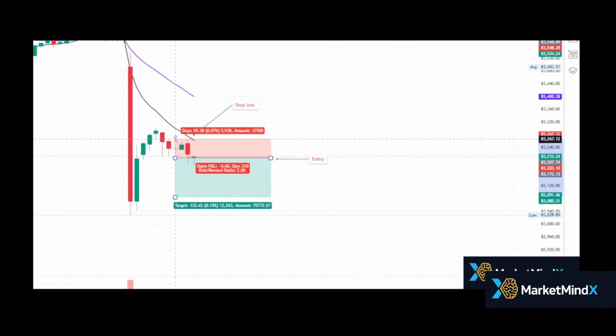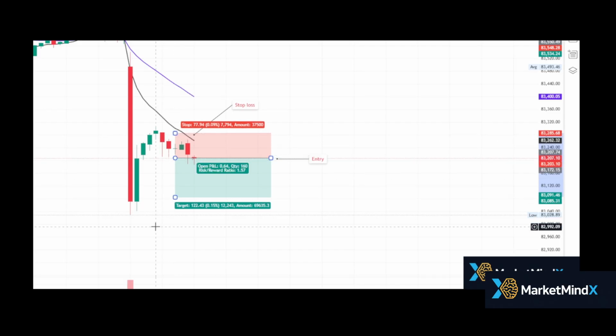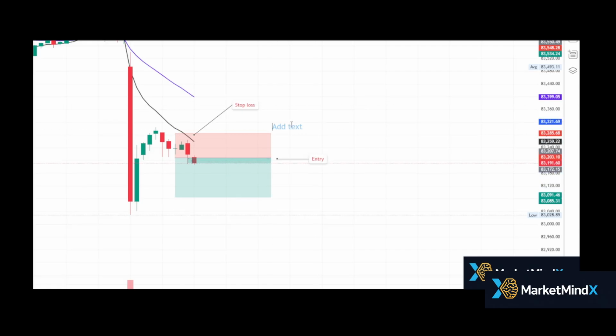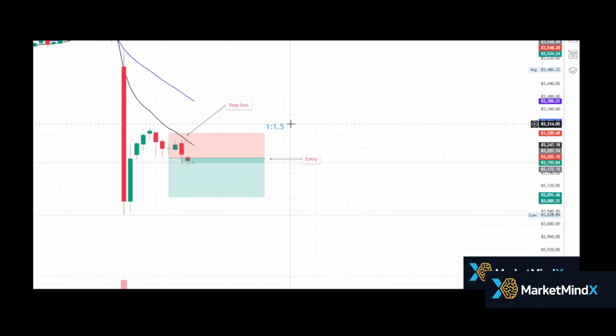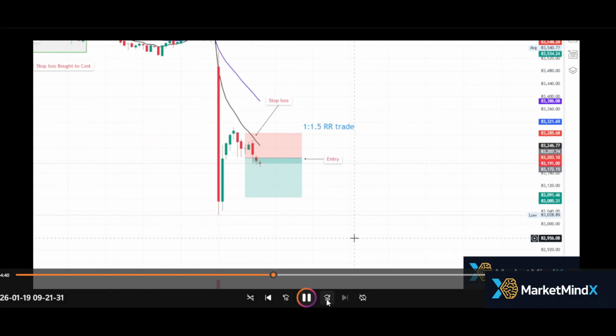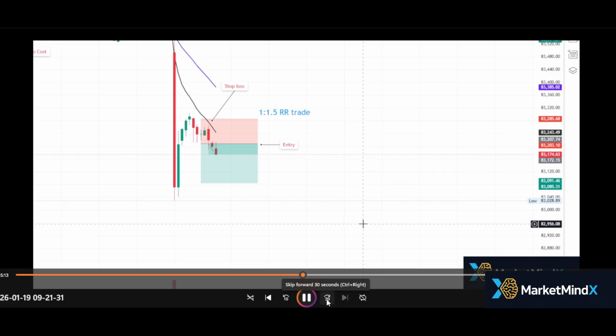At this particular point, I wanted to give some room for the price to move, and once it stabilizes in our direction, I have planned to bring down the stop loss to cost. The first candle itself started moving in our favor. I have also mentioned the 1 is to 1.5 RR trade, and I have given the entry price, and the stop loss is also mentioned. Let me fast forward a bit by 30 seconds more. This candle started moving in our favor.